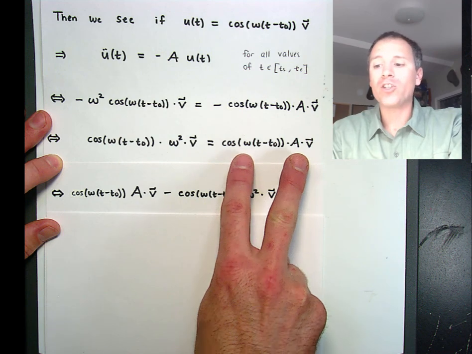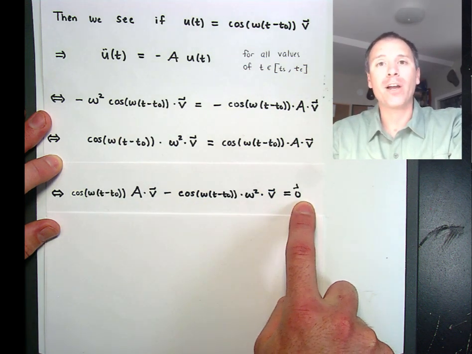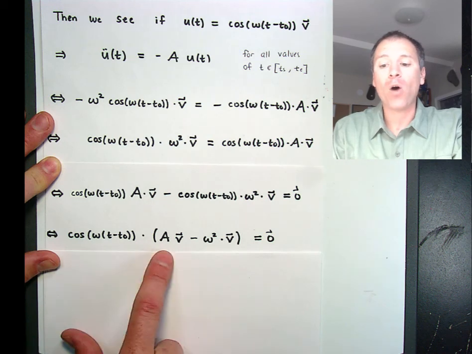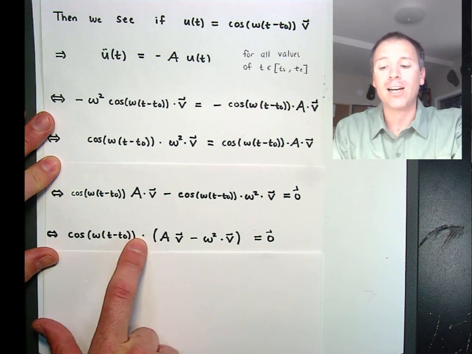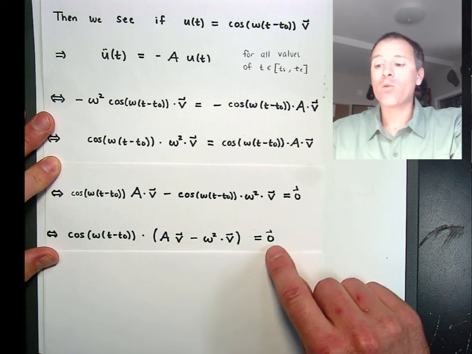When we do so, we see the term on the right-hand side minus the term on the left-hand side is equal to the 0 vector. Both terms involve a scalar valued output of the cosine, so we can actually factor that out of our equation, and we're left with cosine times quantity a times v minus omega squared times v equal to 0.